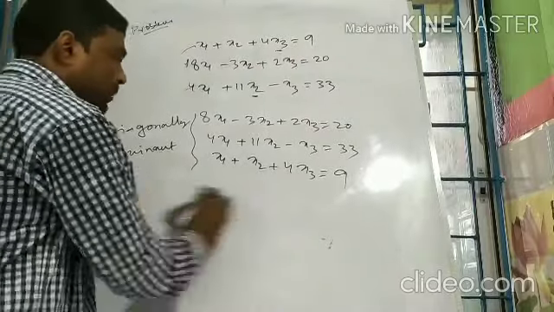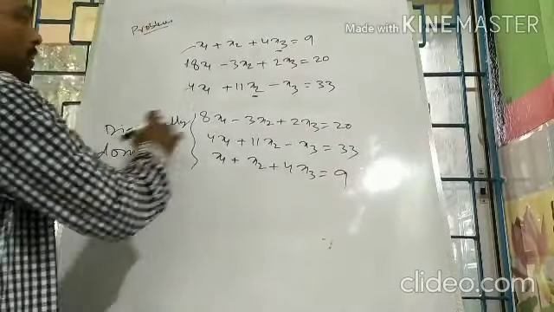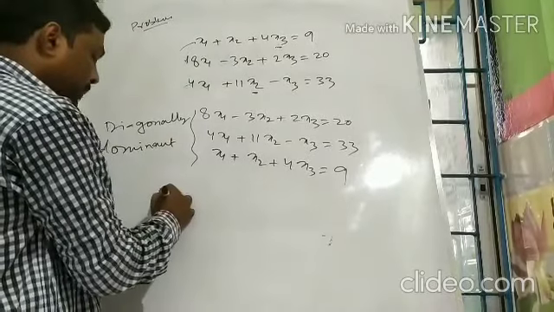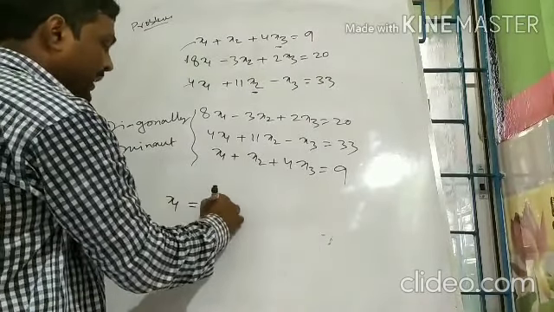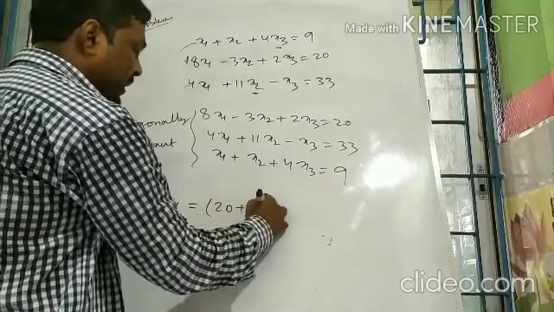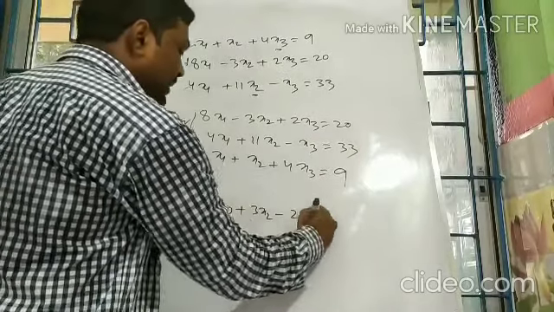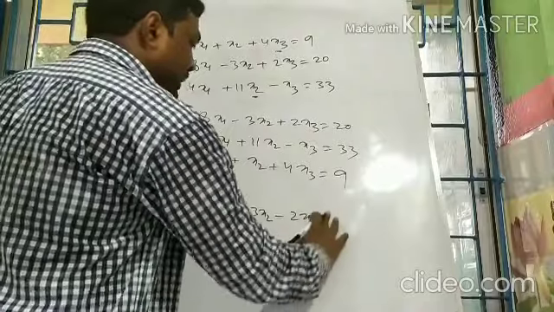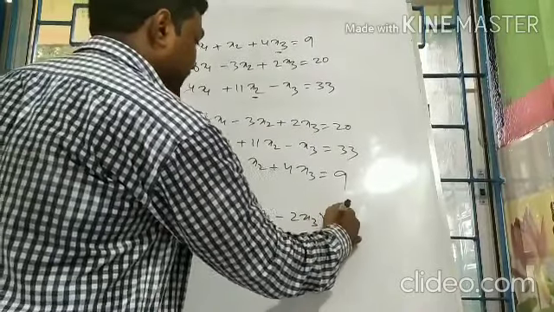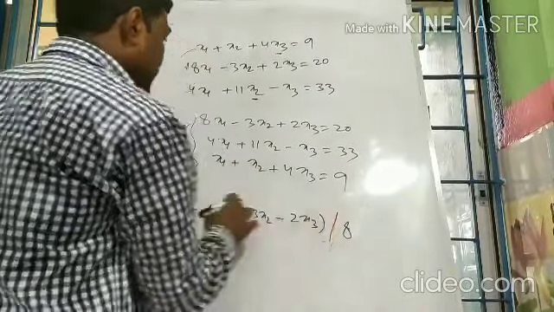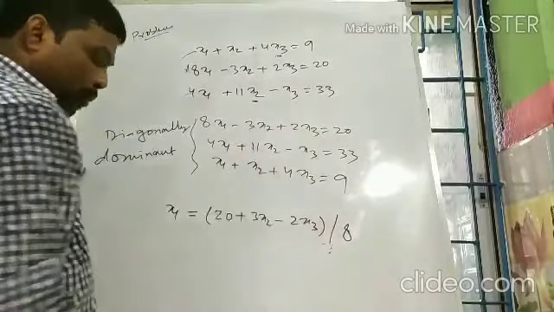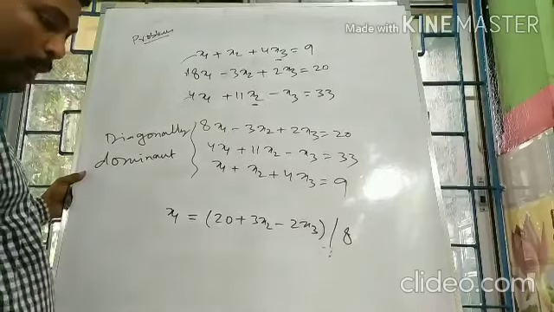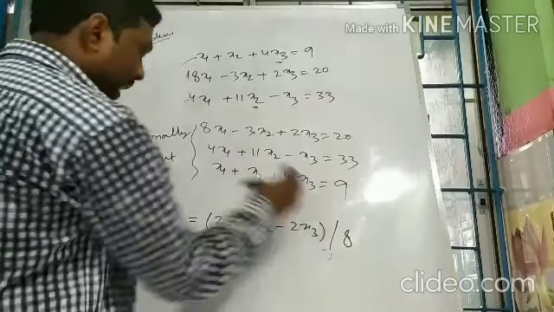So first calculate x1 from the first equation. What is x1? x1 equals 20 plus 3x2 minus 2x3, all divided by 8.